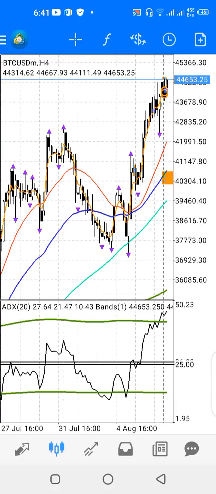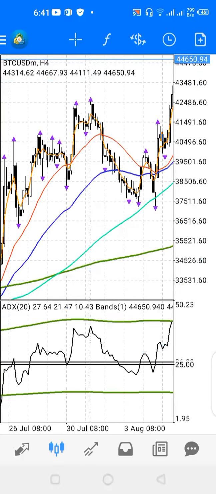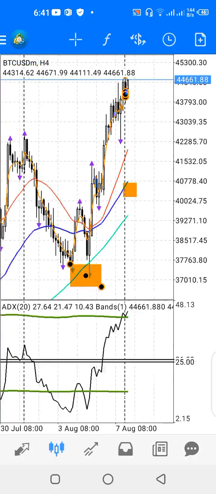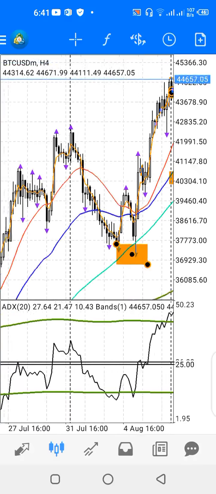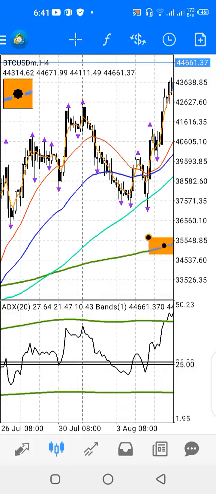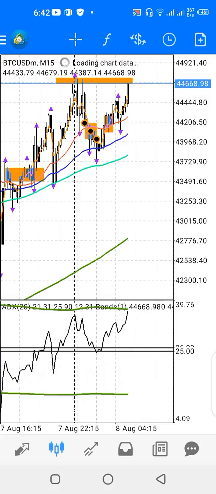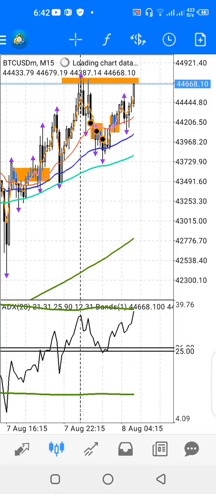This is your trend identifying indicator on the 4-hour. All other indicators are above the trend identifying indicator. Also on the 1-hour time frame, this is your trend indicator, and all other indicators are above it. Then if you go to the 15 minutes, the same thing applies. So that's the way you use these indicators for this strategy.